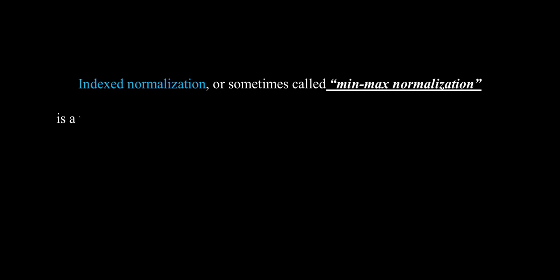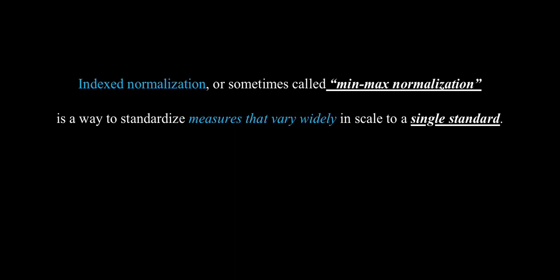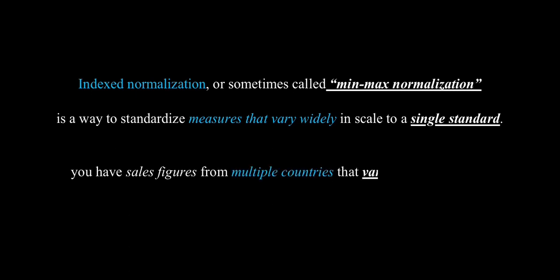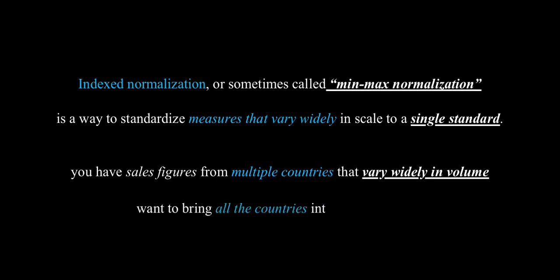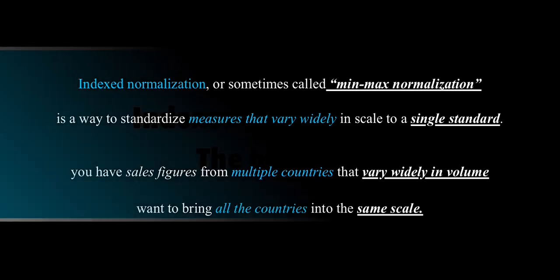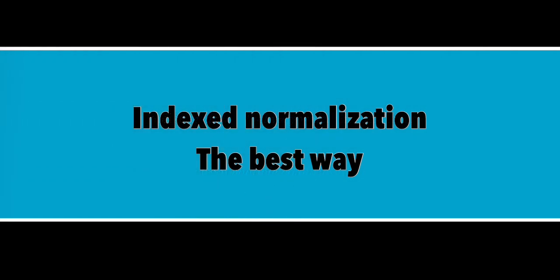Index normalization, or sometimes called minimum-maximum normalization, is a way to standardize measures that vary widely in scale to a single standard. Perhaps you have sales figures from multiple countries that vary widely in volume, and you want to bring all the countries into the same scale. For that, normalization or index normalization is the best way.